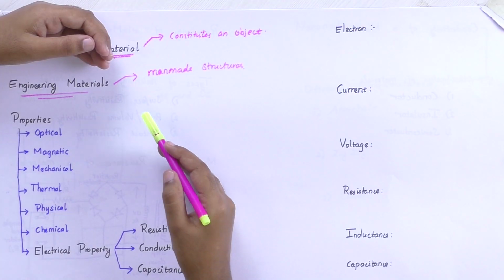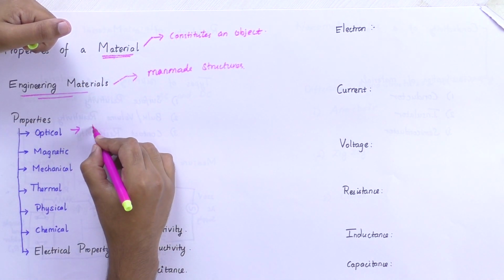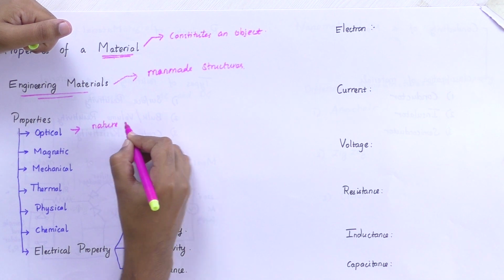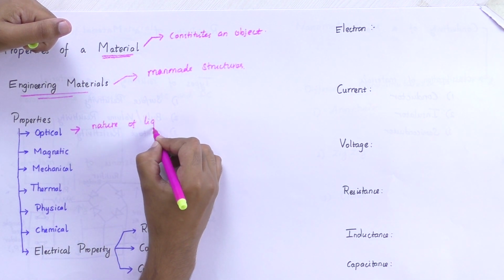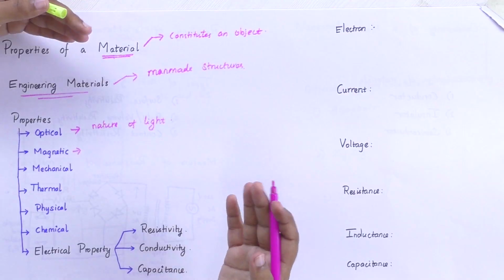So we need to know how the material behaves when we are molding it, heating it, or when we pass light, how it reflects. So we need to know the properties of materials. There are different properties of materials available. The main ones are listed here. The first is the optical property, the nature of light, how it behaves. The next is the magnetic property. When we expose the material to a magnetic field, how the property varies, how the material behaves.